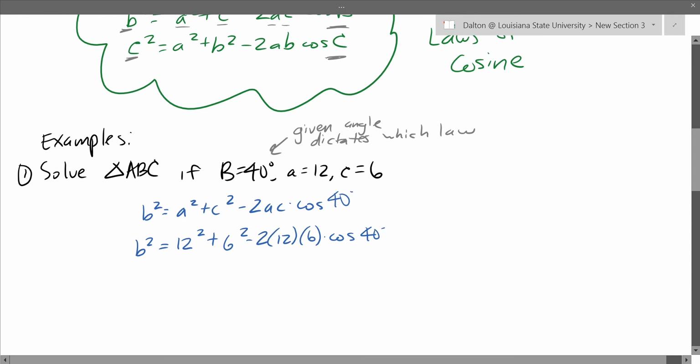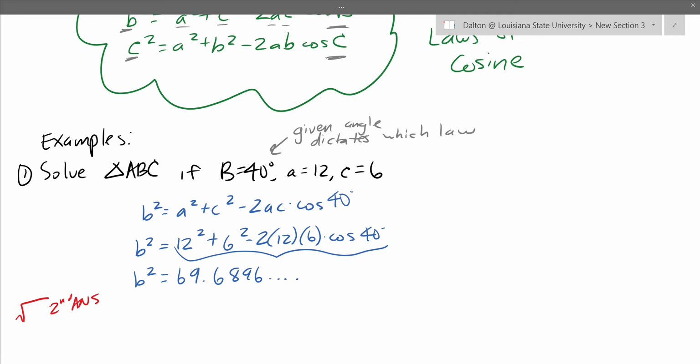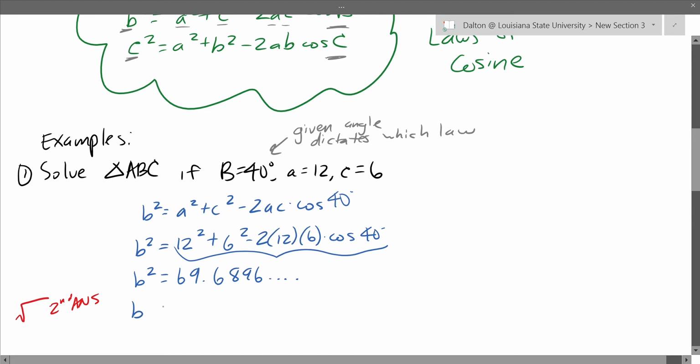Okay, so when we simplify this, you can actually just type this entire expression into your calculator, make sure you're in degree mode, and when you do that, you end up with b squared is equal to 69.6896 and so on. But b is still not isolated. So when you take the square root of both sides, I would make sure in your calculator to take the square root of and then hit second answer. That way your calculator re-enters this crazy long decimal that it has already calculated, and you're not rounding and re-entering a rounded number. So when you take the square root of both sides doing that, you should get b is approximately 8.3. So there's the third side.